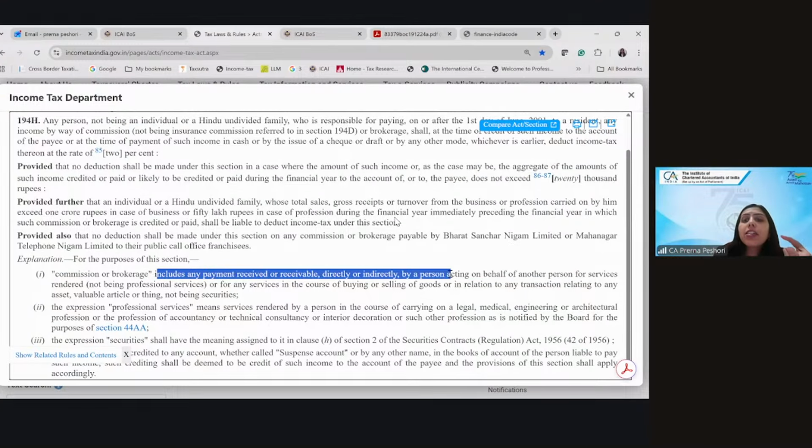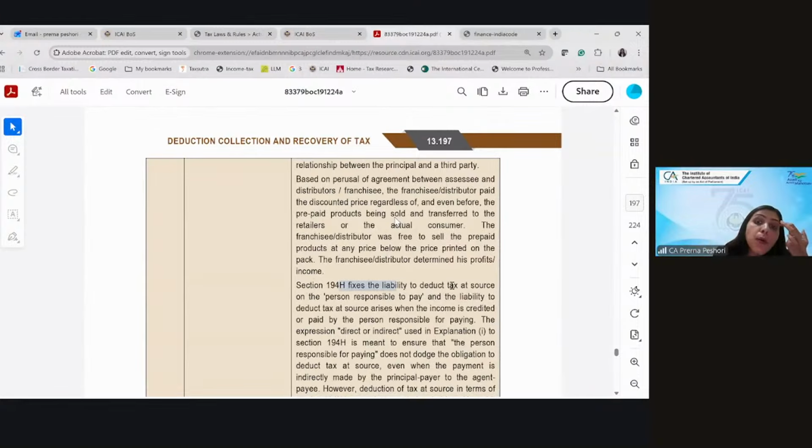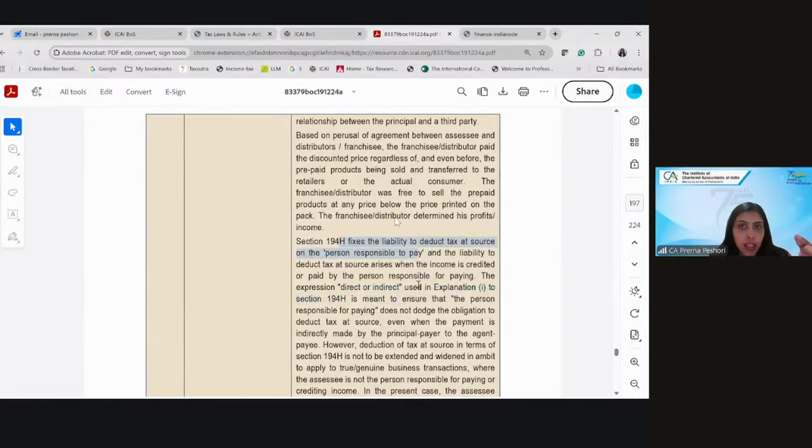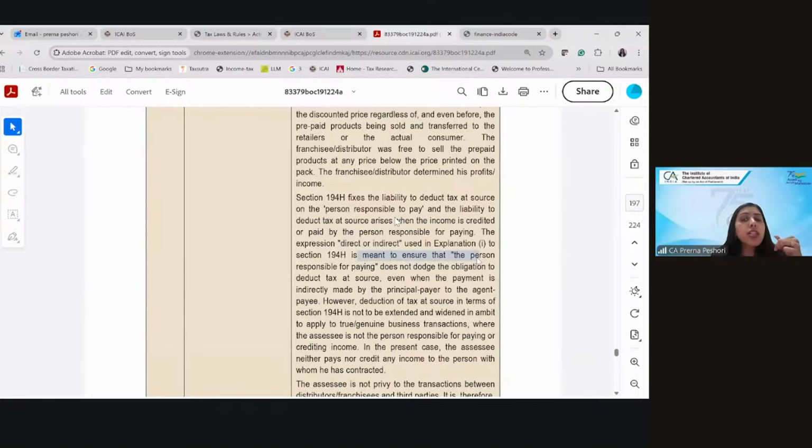So the Supreme Court here noted that 194H fixes the responsibility to deduct the TDS on the person responsible to pay when the income is paid to the person. The expression direct or indirect, which is used over here, is meant to ensure that the person responsible for paying does not just shirk away the responsibility of deducting the TDS, even when he doesn't pay directly to the agent, but indirectly through other means.